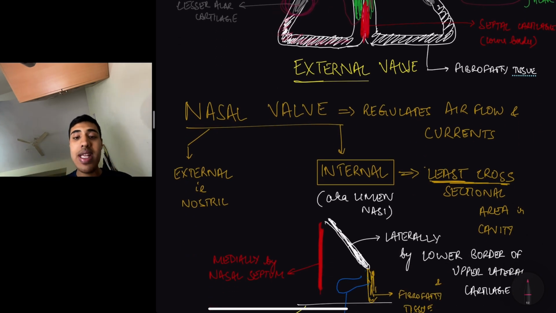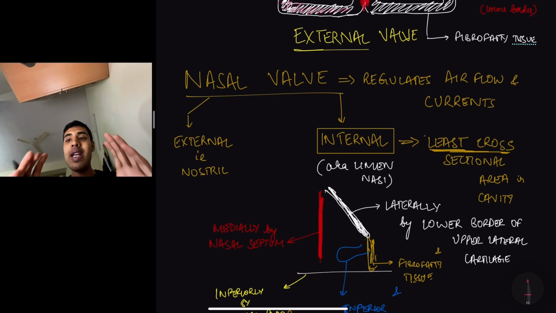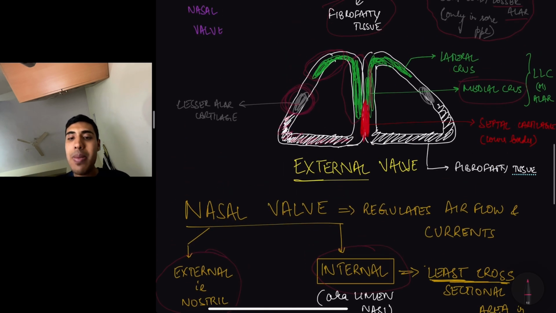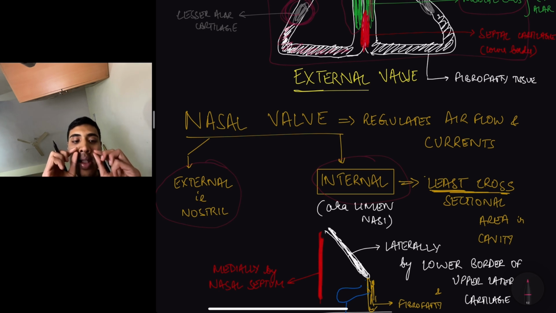Now, nasal valve. What is a nasal valve? Whenever we think of a valve, it is something that regulates airflow and currents. There are two nasal valves, that is the external nasal valve and the internal nasal valve. The external nasal valve is nothing but the nostril, and it is nothing but this diagram right here. It is comprised of the medial crus of the lower lateral cartilage, the septal cartilage, the lateral crus of the lower lateral cartilage, in some individuals accessory alar cartilage, and fibrofatty tissue. So by flaring the nostril, you can regulate the airflow. This is the external nasal valve.